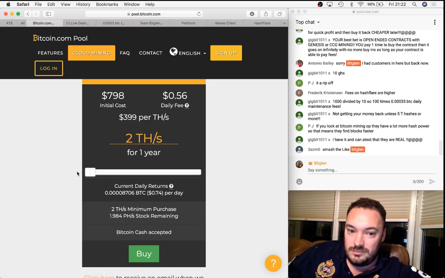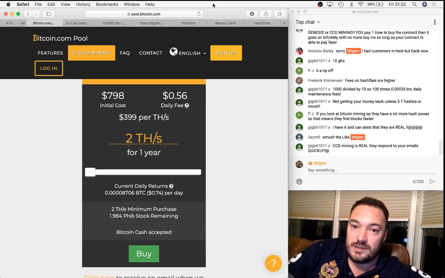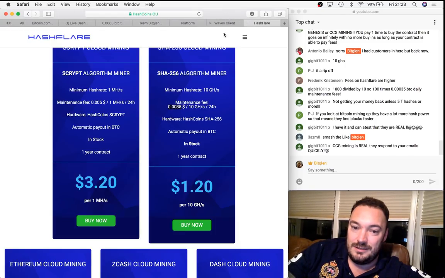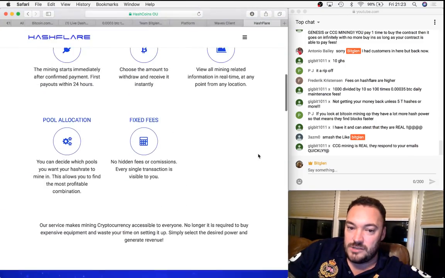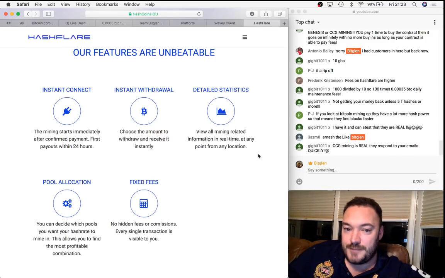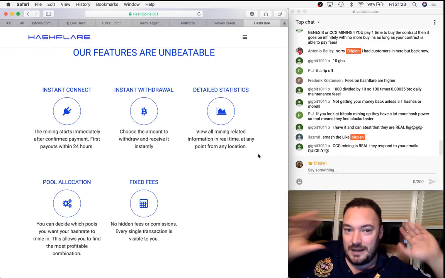$291 more, so almost $300 more per terahash. So it's too expensive, way too expensive. It's 3 times the price of Hashflare, at least. So I wouldn't touch it with a barge pole. That's my opinion. That's Bitglen's analysis. Biggity bam.